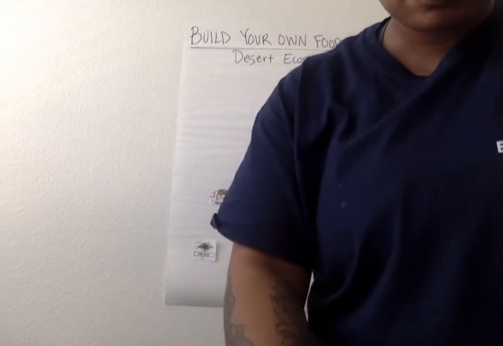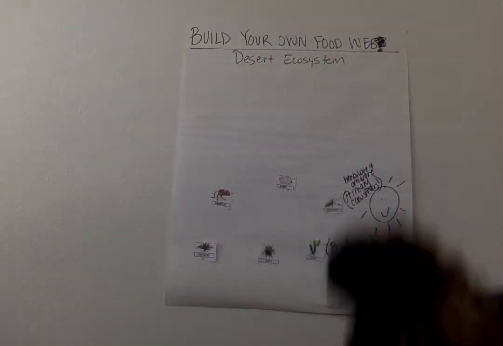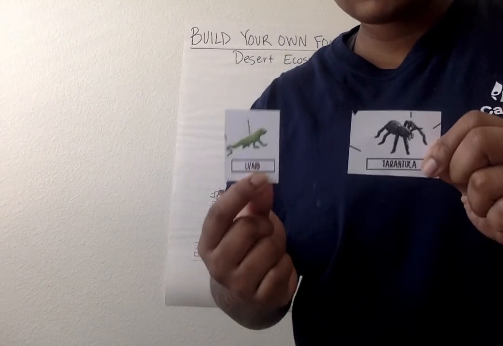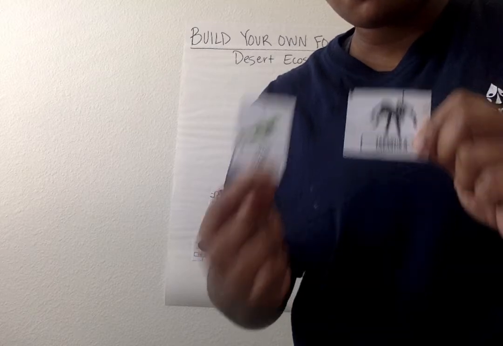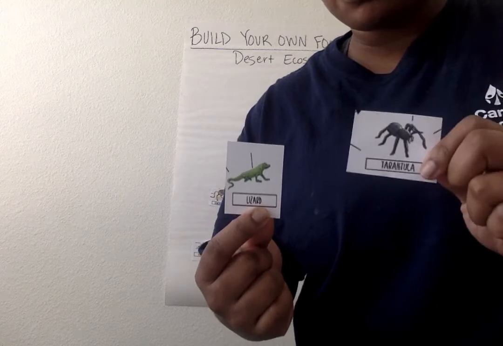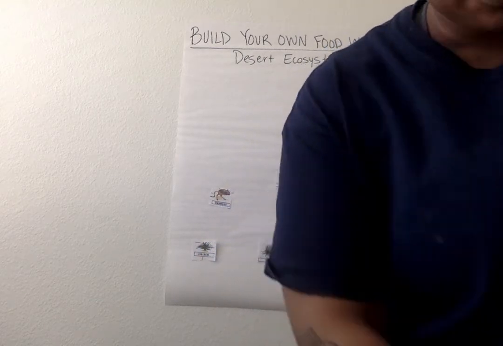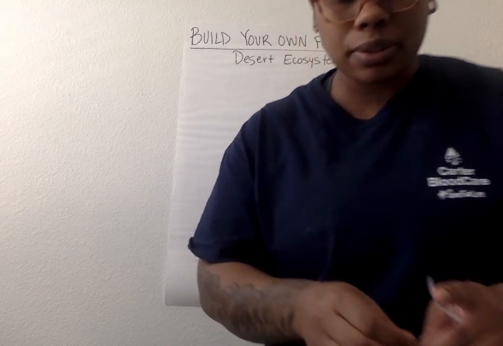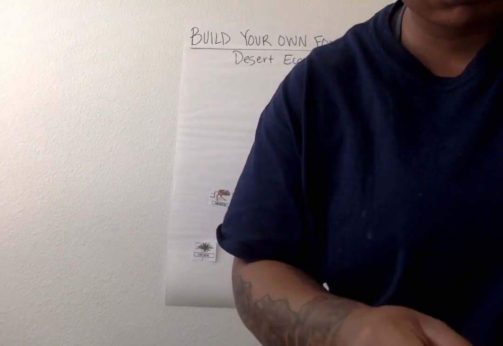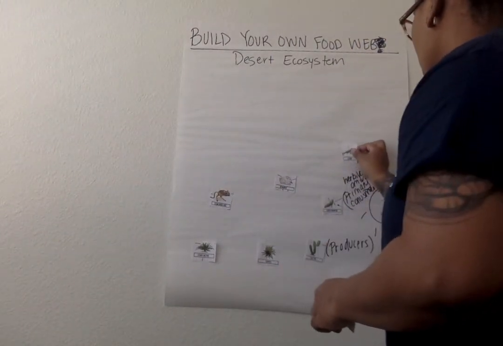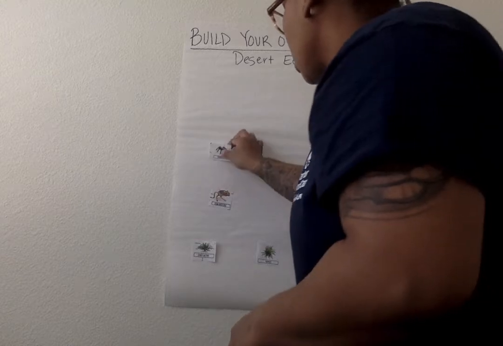So I have a tarantula and I have a lizard. Okay? These two organisms I know could possibly eat either the grasshopper or the kangaroo rat. Okay? Yes, tarantulas are carnivores, if you did not know. I'm gonna put my lizard right here, and I'm gonna put my tarantula right here.